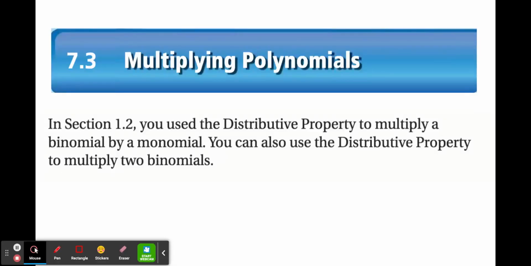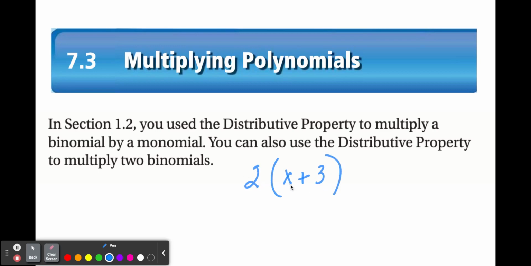All right, in lesson 7.3, we are going to be learning how to solve multiplying polynomials. And if you recall all the way back to chapter 1, lesson 1.2, you could even look at your note packet if you want to. We did some distributive property to multiply a binomial by a monomial. And you probably weren't even thinking about it at the time because you didn't know the terminology of binomial and monomial. But you might have had something that looked like this, right? 2 times the quantity x plus 3. Well, there's your monomial. Here's your binomial, and we distributed, okay?